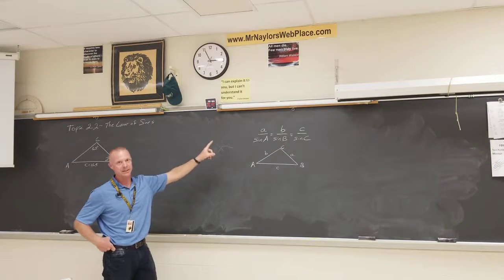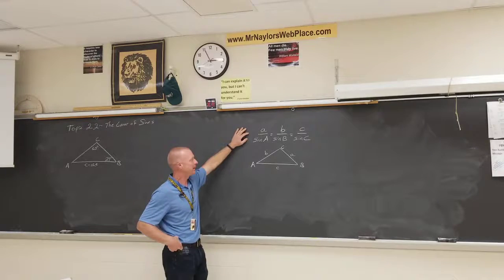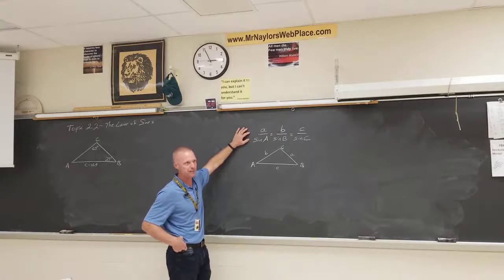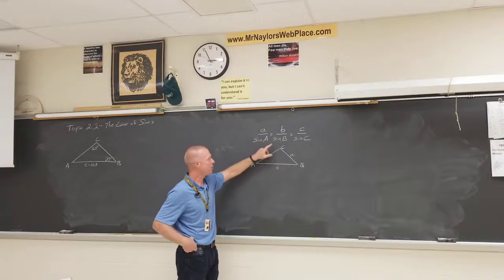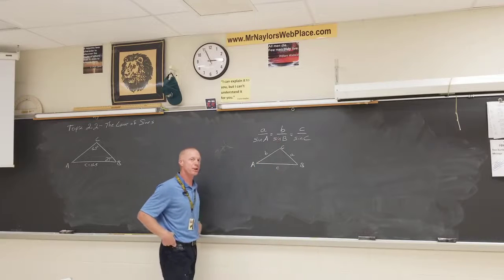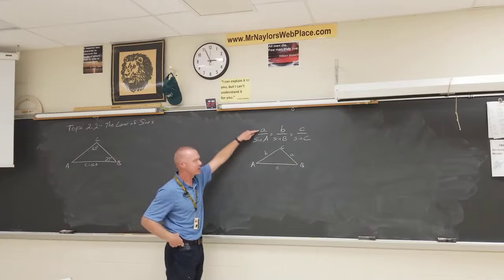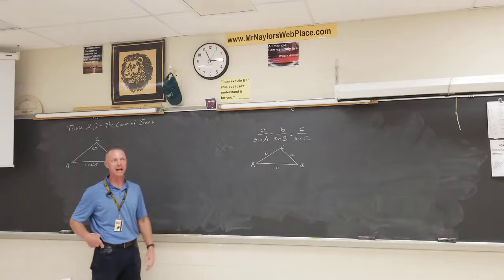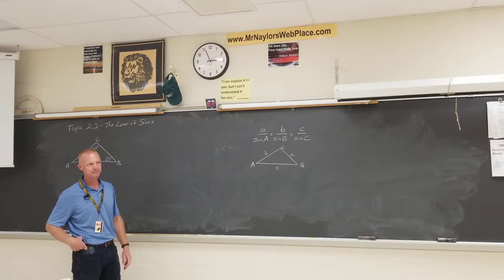The law of sines is a really nice, simple, easy to use formula, and all it really is is a bunch of equal ratios. It says that side A over the sine of A is going to equal side B over the sine of B, which is going to equal side C over the sine of C. These are proportions where we have the sides with the sine of the corresponding angle. And when you line them all up, you create what's called the law of sines.